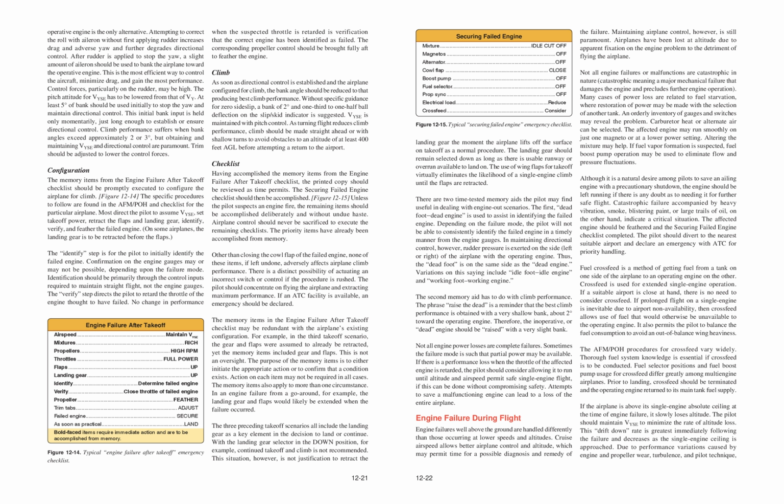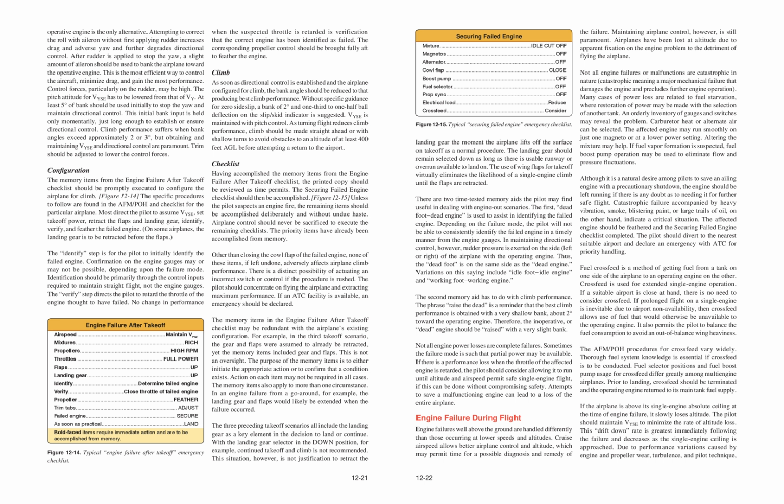Control forces, particularly on the rudder, may be high. The pitch attitude for VMC has to be lowered from that of VY. At least 5 degrees of bank should be used initially to stop the yaw and maintain directional control. This initial bank input is held only momentarily, just long enough to establish or ensure directional control. Climb performance suffers when bank angles exceed approximately 2 or 3 degrees, but obtaining and maintaining VYSE and directional control are paramount. Trim should be adjusted to lower the control forces.